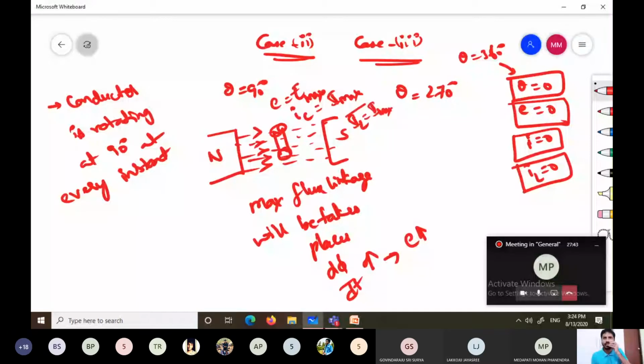Okay, now we'll see the third case, which is θ equals 180. 180 is the third case. That means the conductor is rotating 90 degrees at every instant. We have already seen that. So can I erase this second case? Yes, sir.